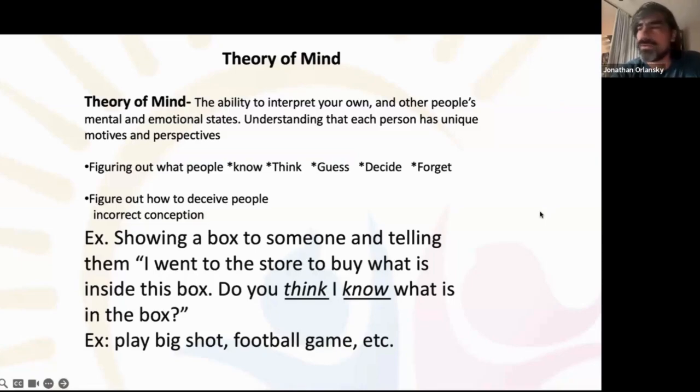All right, so theory of mind, I referenced this earlier. The ability to interpret your own and other people's mental and emotional states, sort of what we've been getting at. Understanding that each person has unique motives and perspectives, figuring out what people know, what they think, what they guess, what they decided, and what they've forgotten. So it's really a lot.